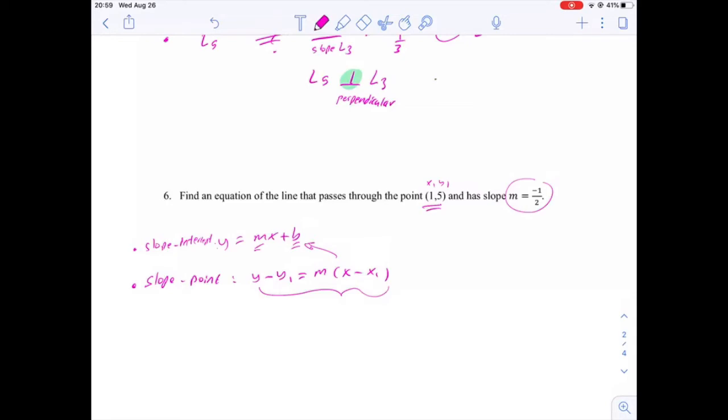We can use either one, but actually in most cases we need to look at what is given in the problem. In the problem we are given a point and we are given a slope, so we use slope point formula. So y minus, what is y1? y1 is 5 equals what is the slope, negative 1/2 times x minus 1. Then we need to simplify it to write it in the standard form.